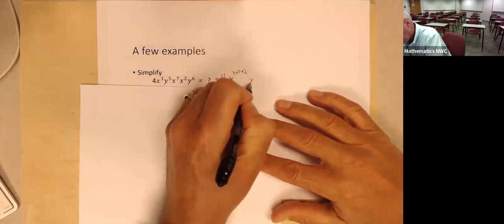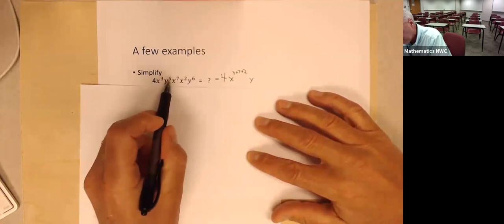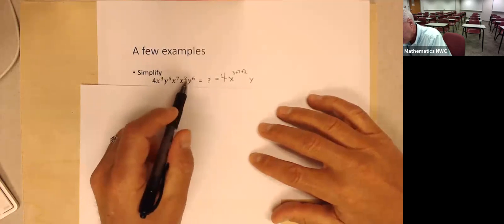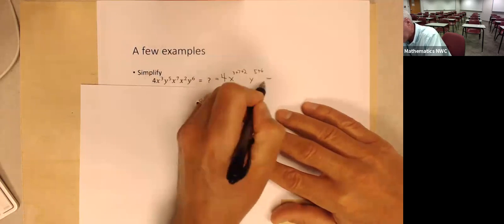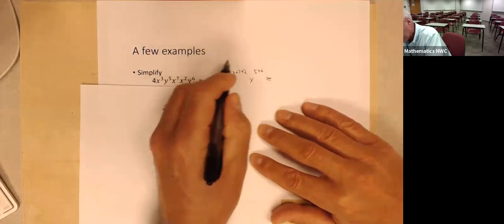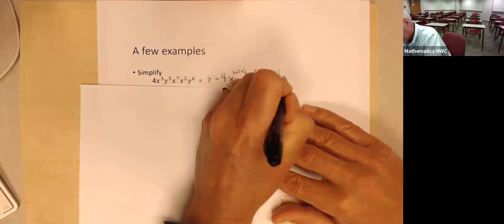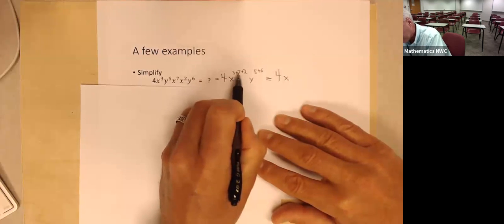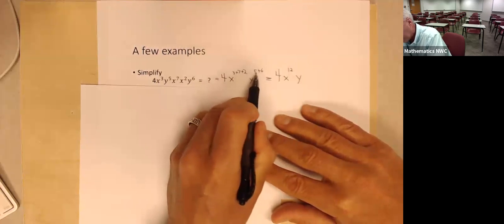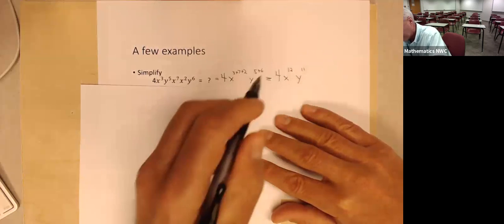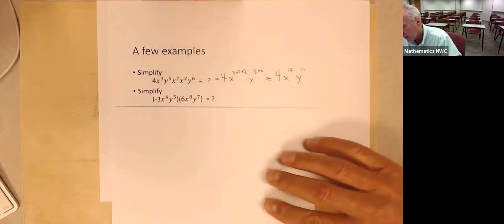I also have the y's here. I have y to the 5th times y to the 6th. I would need to be adding 5 plus 6. So my final answer is going to be the 4 out front, x to the power, I'm adding now, 3 plus 7 plus 2 is 12. 5 plus 6 is 11. So I added the exponents in that case.